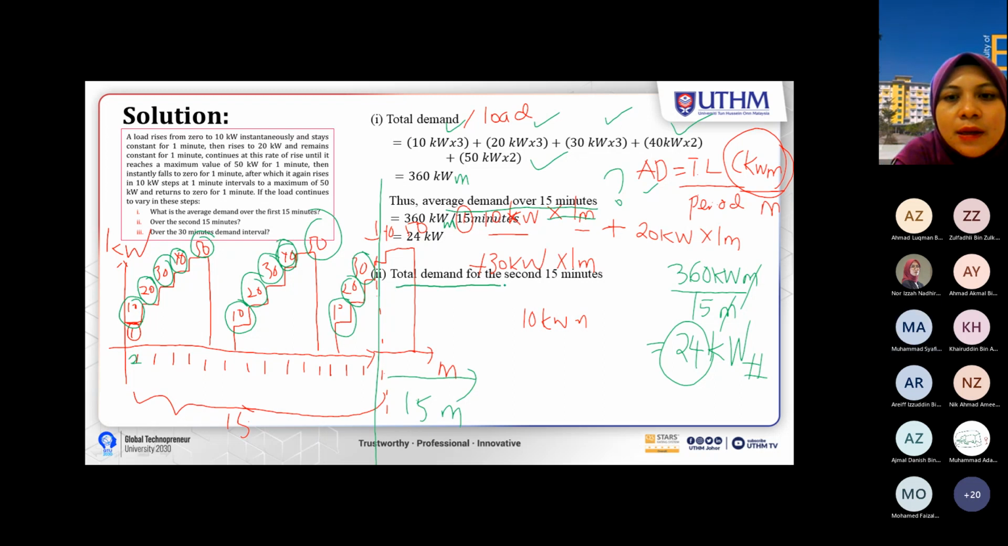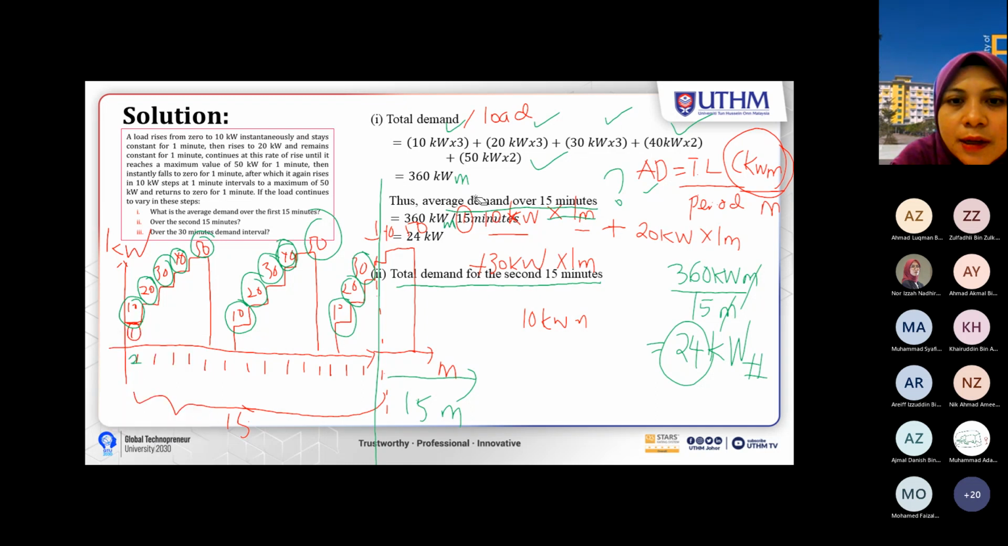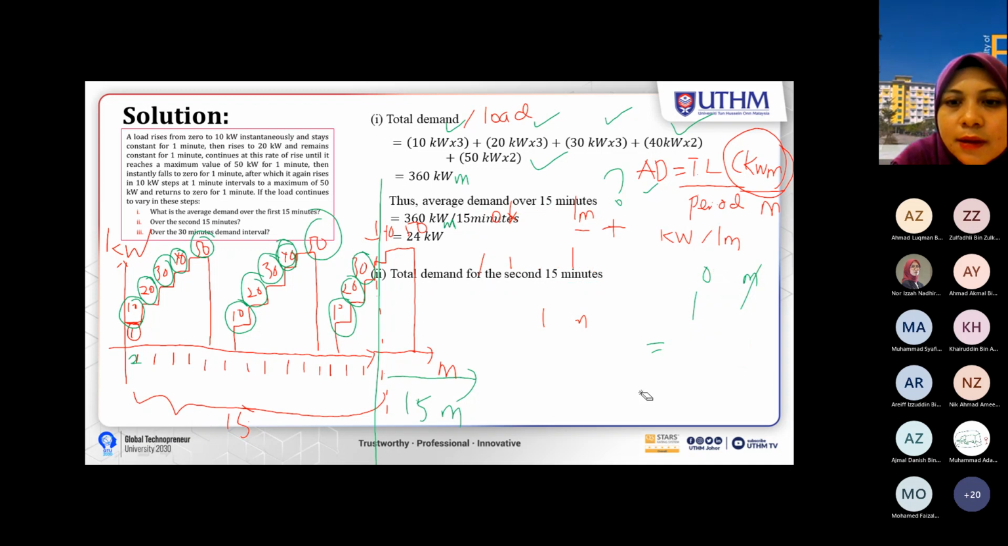Dia kata total demand second 15 minutes. 15 minutes terkemudian ni. Macam mana you nak calculate? Saya padam dulu.